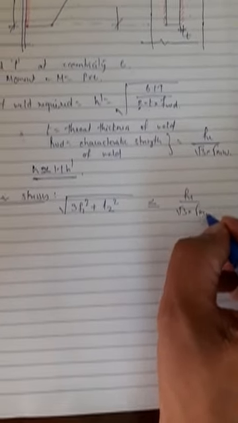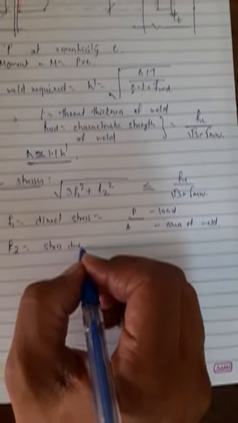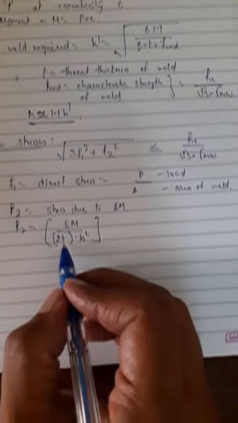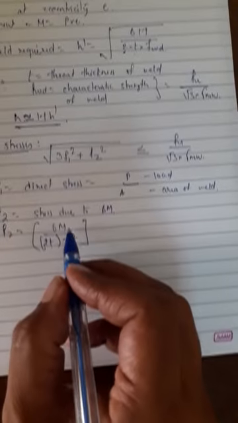direct stress, and that is given by P divided by A, where P is load, A is area of weld, and again area of weld is given by throat thickness into total length L. F2 is stress due to bending moment, and F2 is given by the equation 6M by 2t into h square, where 2 indicates 2 lines of welds, t is throat thickness, h is total height of weld, M is bending moment. Let us take one design example and try to solve using these equations.